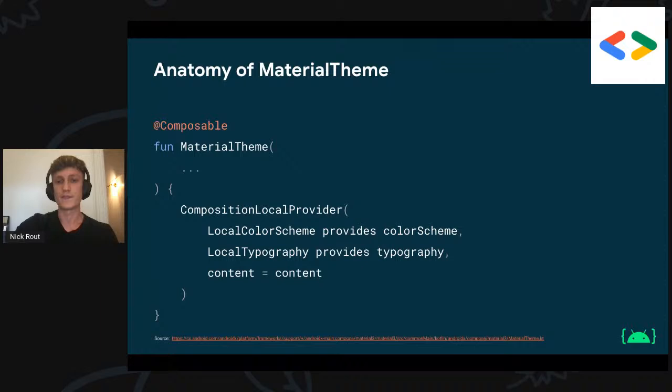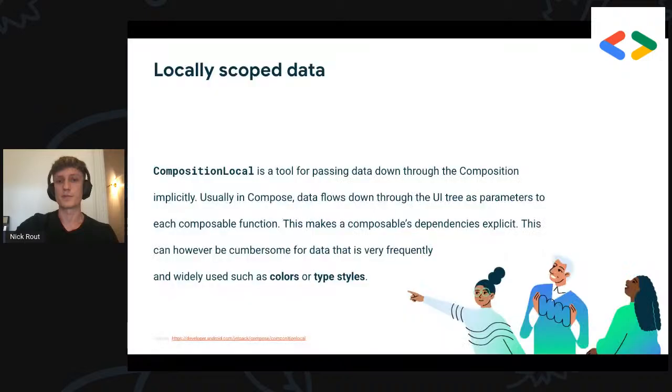So we're going to dig into a bit of that and see what all of this means. We're going to start off with the composition local provider. For that, we need to actually just talk a little bit about something called locally scoped data in Jetpack Compose. A composition local is basically a tool for passing data down through a composition implicitly. Effectively, this tree of composable functions that forms your UI.